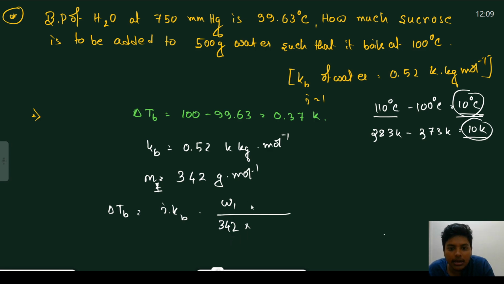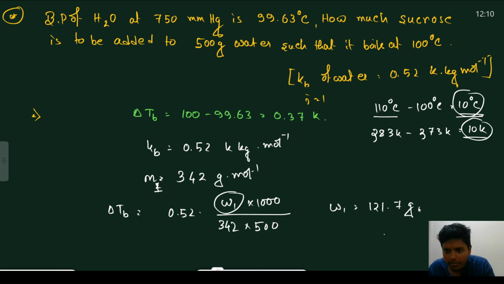What is the weight of water here? What is the mass of water? 500 gram, into 1000. Yes or no? 500 gram into 1000. So if you put the value of Kb, 0.52, and the i value, also given, 1, and finally calculate everything, you will get W1 equal to 121.7 gram, 121.67 something.